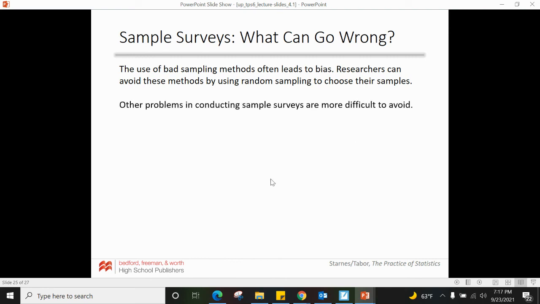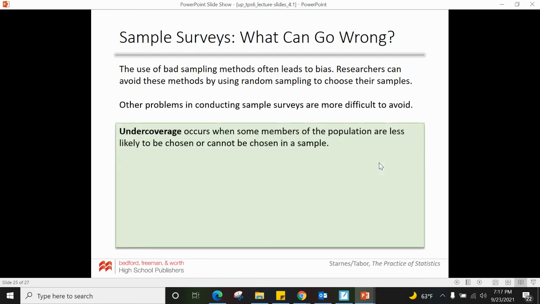But even if you have a good sample, you can still have other problems. That's where sample surveys can be difficult, and you want to avoid those problems. So the first thing you want to avoid is undercoverage. This occurs when some members of a population are less likely to be chosen or cannot be chosen in the sample. So, for example, surveying just our stats class, like I said, that convenience sample, you're going to get undercoverage. There are no freshmen in my stats class, so no freshmen are going to be included whatsoever. So they are undercoverage. They have been excluded from the survey.